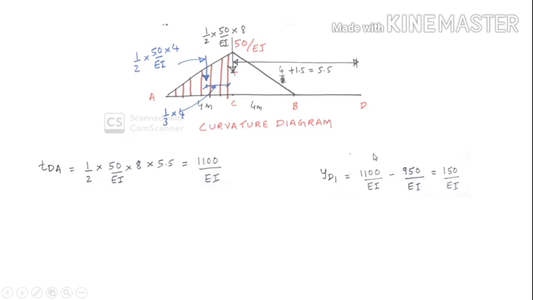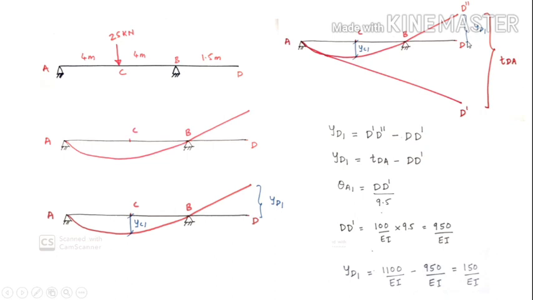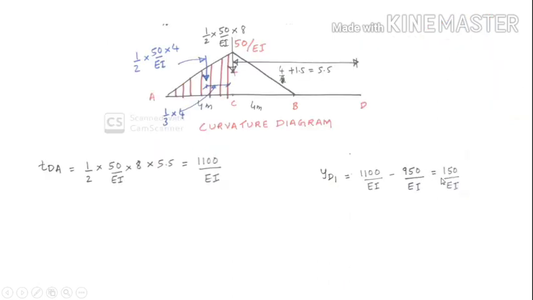So once you substitute the value of TDA, you will get YD1. YD1 equals 150 by EI. Since YD1 is upward, and YC1 is downward, YD1 is upward, so we will take it as positive.